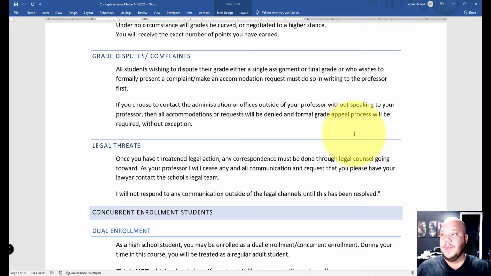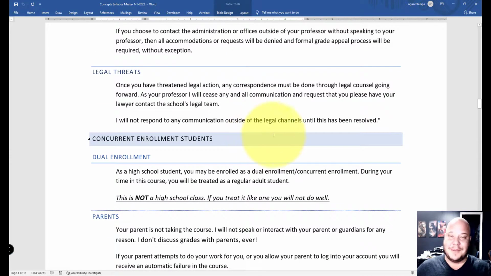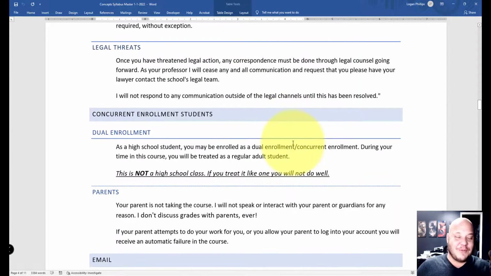It's not a problem at all. But if you choose to contact anyone outside my classroom before you speak with me about a grade problem, then my answer is immediately going to be no, as stated in the rules, and we have to go through those paperworks. And again, legal threats, don't threaten me with lawyers. It does nothing. We have academic freedom in the classroom.